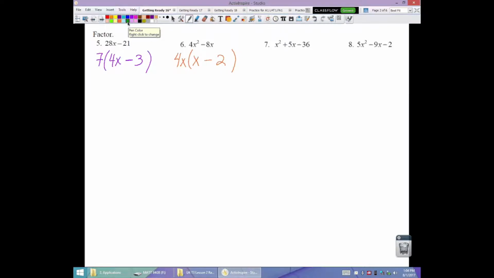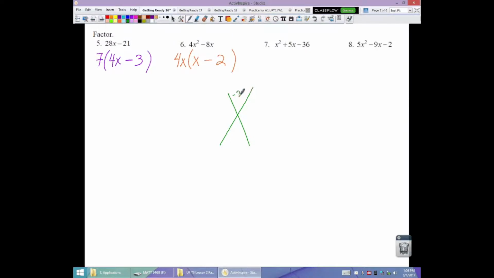7 and 8 are trinomials, so difference of two squares is not an option. We need to look for a GCF and then try our little magic x factoring method. So number 7, there is no GCF, so we're ready to jump right to this magic x.